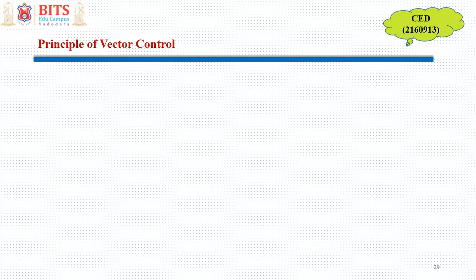Good afternoon, everybody. So let's continue with the discussion of dynamic modeling and vector control of AC drives. That is unit number 5 of the subject control of electrical drive, 6th semester electrical. So yesterday we had discussed about the vector control. So we'll quickly revise that and then we'll go to the next topic, that is direct torque control.